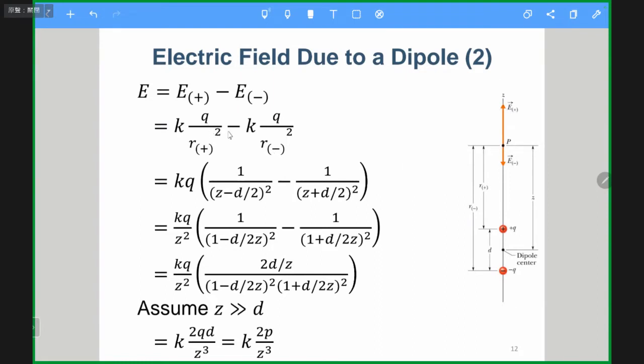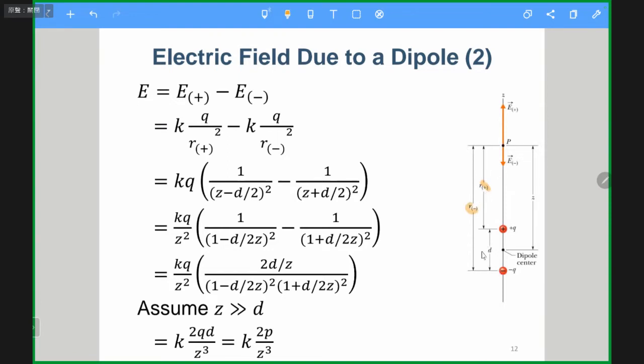Okay, so the derivation is not difficult. E plus means the E field generated by the positive Q charge, so it is K times Q over R plus square. R plus means the distance from the positive charge to point P. So this is R plus. And similarly, E minus is K times Q over R minus square, where R minus is the distance from the negative charge to the point P.